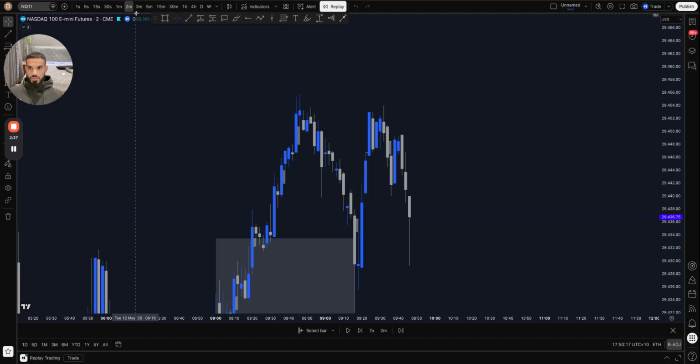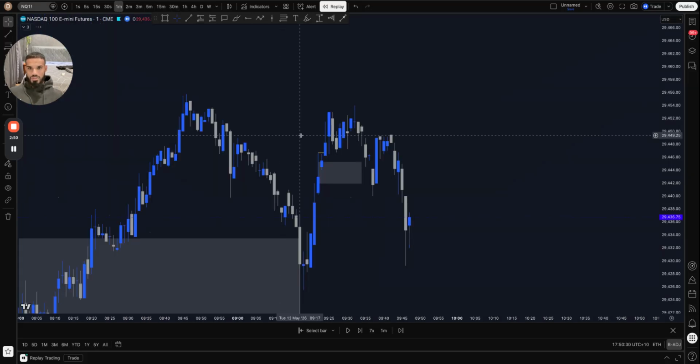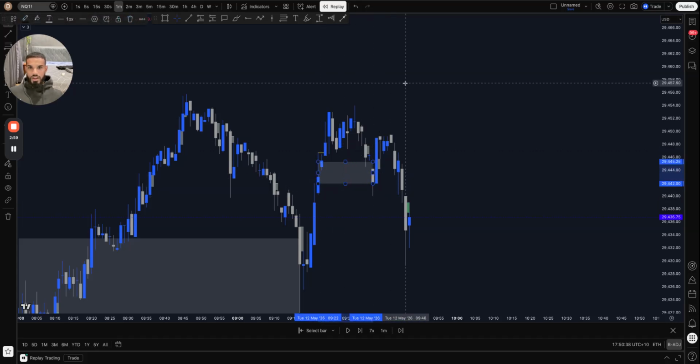I wasn't really seeing too much. If I go to a 2 minute, our first fair value gap is here. If you go to 3 minute, you can see that that's also the 3 minute gap that we're looking for. And then on the 1 minute, the closest gap is here. So you can see we tap into it, but we never got a push above.